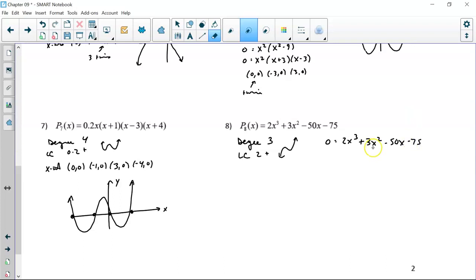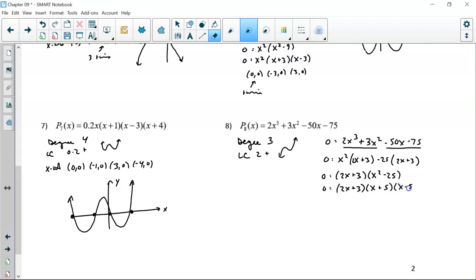When we have 4 terms, we can factor by grouping. The greatest common factor of the first 2 terms is x squared, and when we factor that out, we get 2x plus 3. The last 2 terms, the greatest common factor is a negative 25. And when we take that out, we get 2x plus 3. The common factor of both is 2x plus 3. And then we're left with x squared minus 25. So it's 2x plus 3, and it's x plus 5, x minus 5.